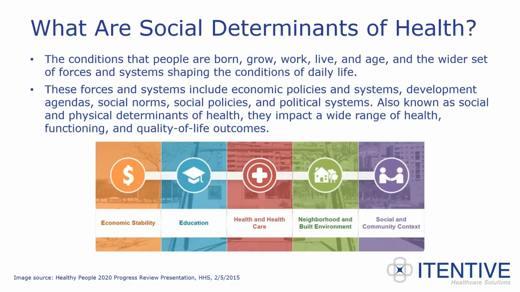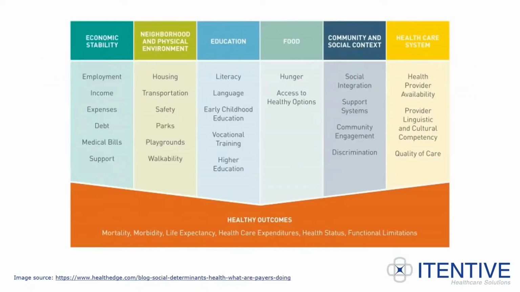And then if you look at this graphic on the screen, you can see really the 5 areas in which SDoH are typically classified. So that's going to be economic stability, you have education, you have health and healthcare, you have your neighborhood and your built environment, and then you have your social and community context. Now, if we look at examples of what's included in each of these categories, we're going to get a better understanding of what the specific determinant really includes.